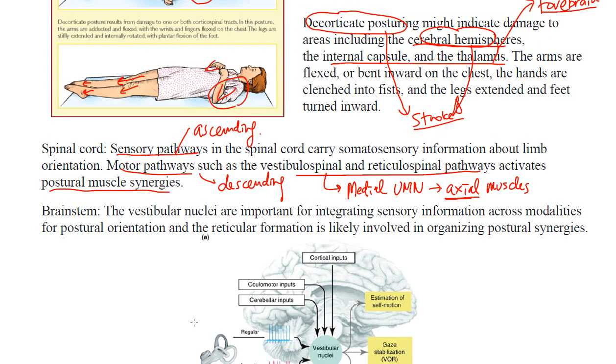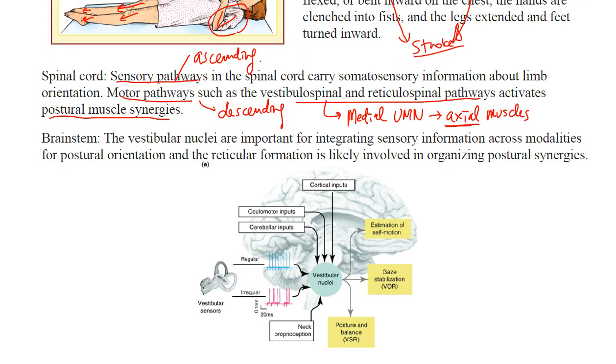In the brainstem area, one of the most important areas in the brainstem controlling the balance would be vestibular nuclei. So it receives multiple information from different sensory systems. So for example, first of all it receives the information from vestibular apparatus, so semicircular canal, utricle and saccule sense the head position and balance signal to the vestibular nuclei.